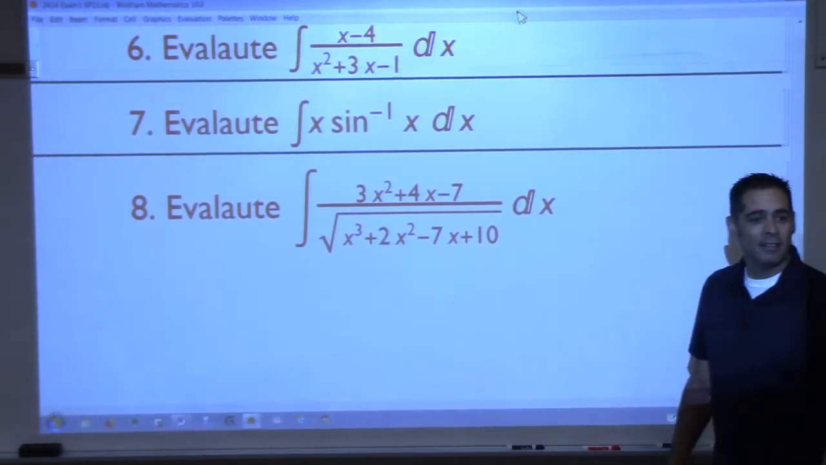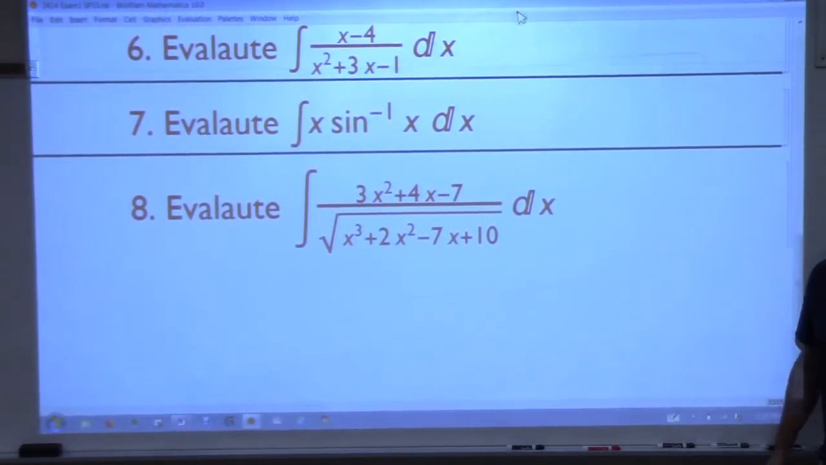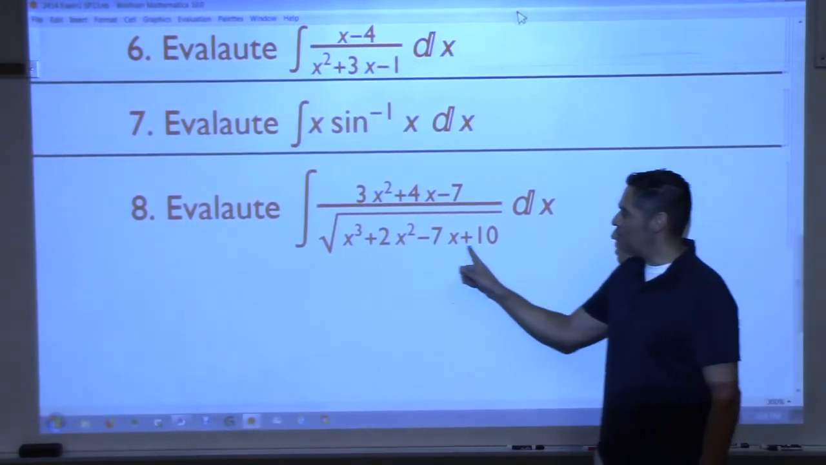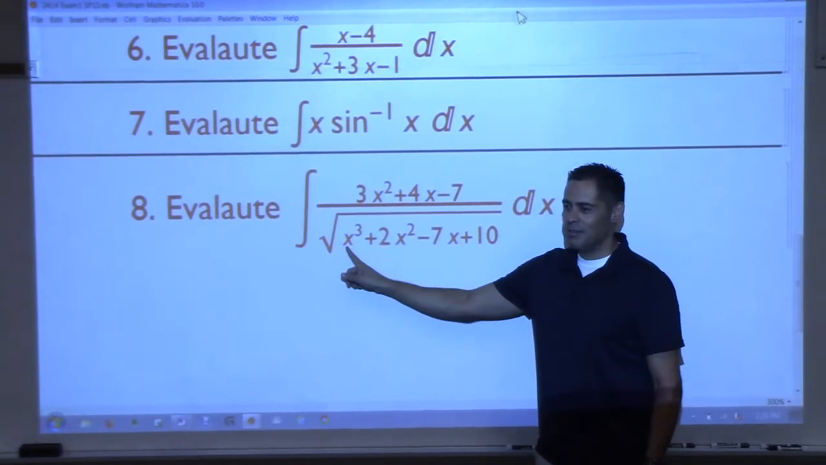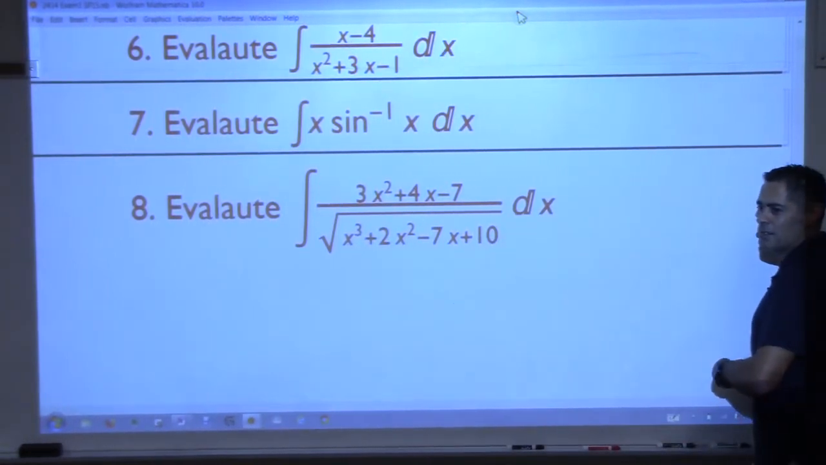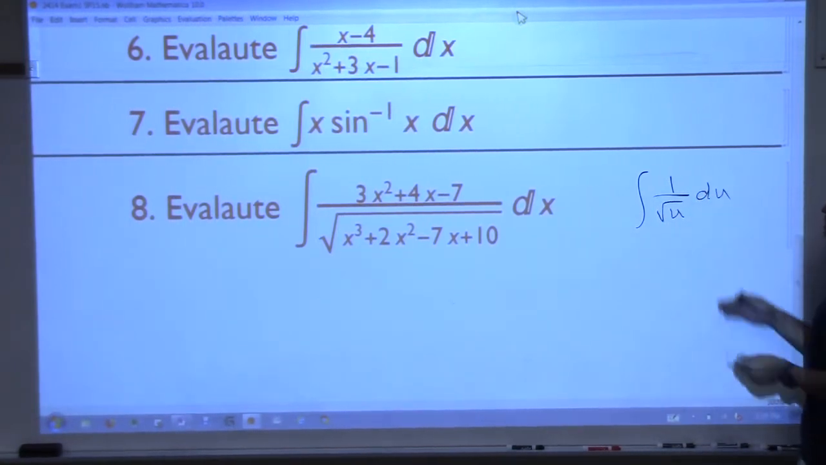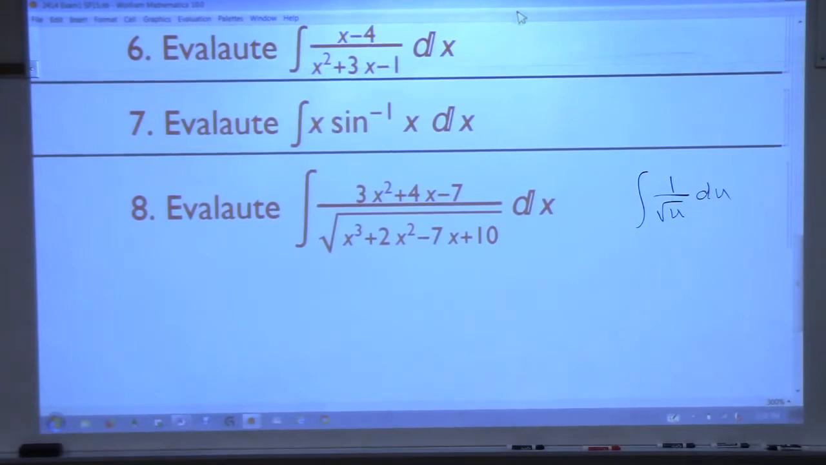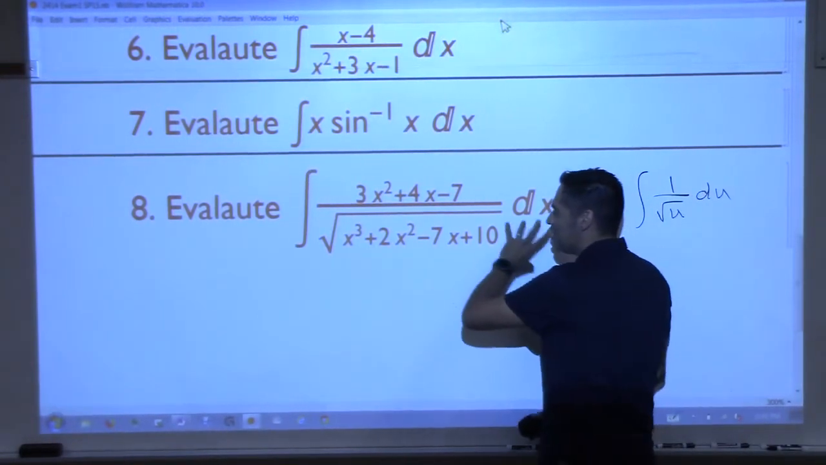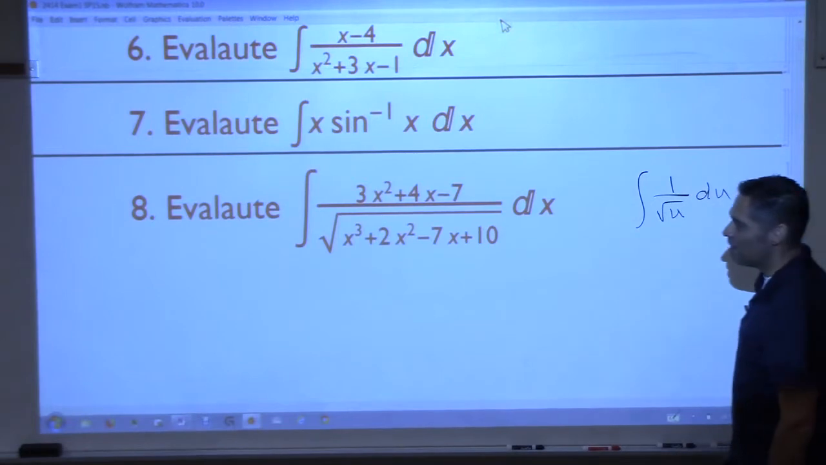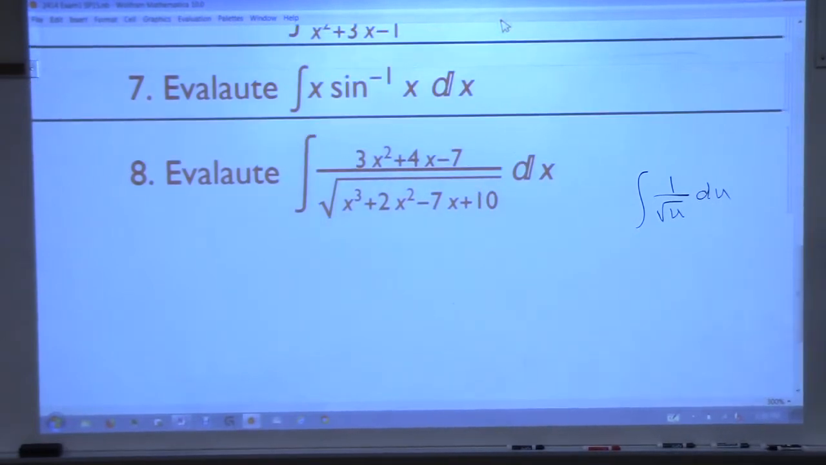What's that? It's u sub. What's u? Everything under this root. What's its derivative? Everything up here, right? So that integral becomes 1 over root u du, and then you just write that as u to the negative 1 half, and you're done, right? Never want to lose sight of what we're trying to do. So you see something ugly, that doesn't mean it's an ugly method to get rid of it.